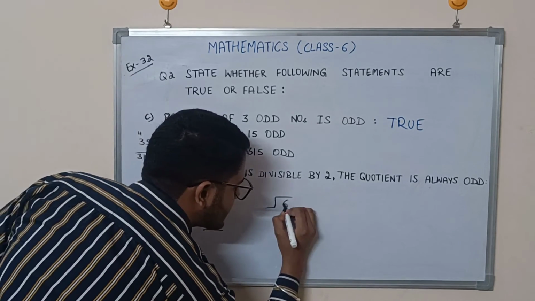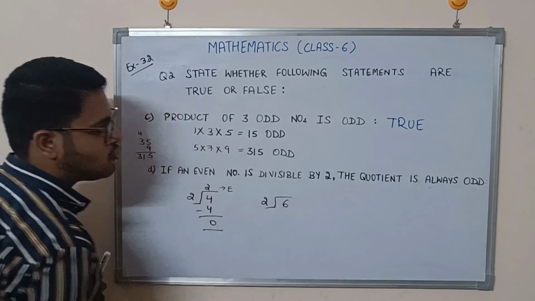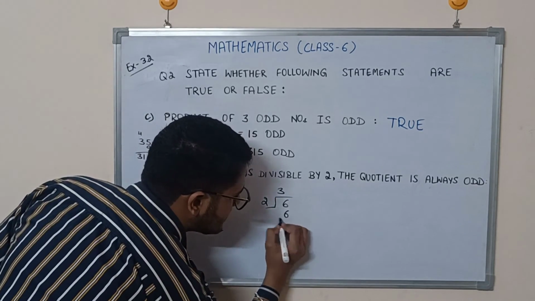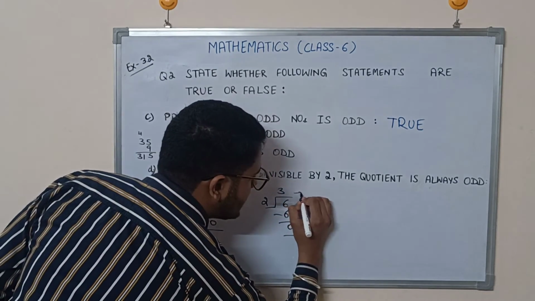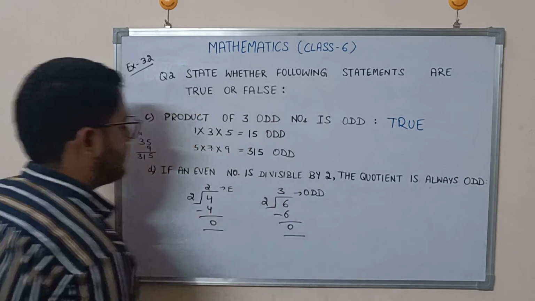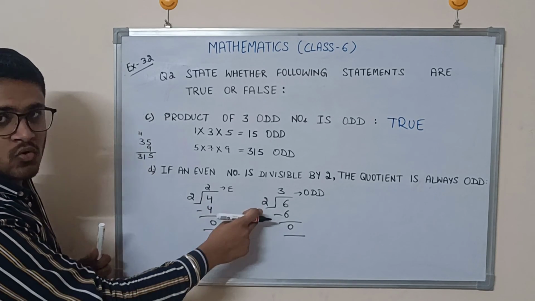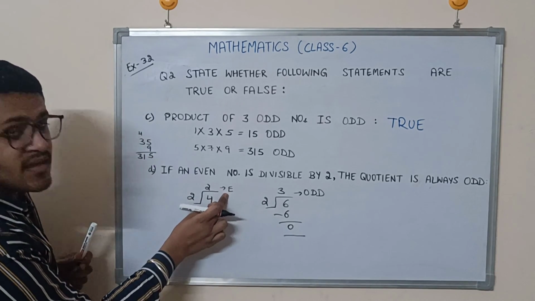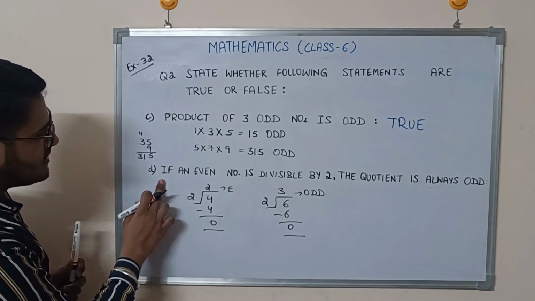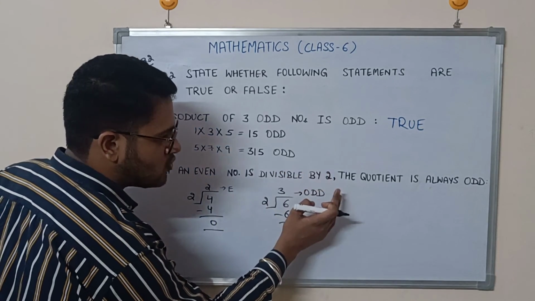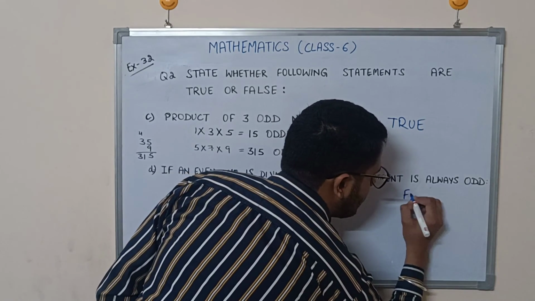Let's take one more example. Let's say we take the even number 6 and we divide it by 2. So it will be 2 3s are 6. Remainder 0. And 3 is what? 3 is an odd number. So when we are dividing even numbers by 2, sometimes we get an even number, sometimes we get an odd number. So what the statement is saying, if an even number is divisible by 2, the quotient is always odd, is false.